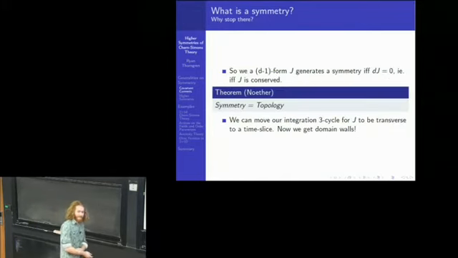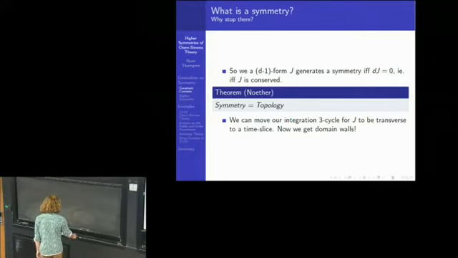OK, so this is how I'd like to interpret Noether's theorem, that symmetry equals topology. Right? So if we have a closed form, our form is closed if and only if it's conserved, if and only if j generates a symmetry by integrating over some spatial slice to get an operator.